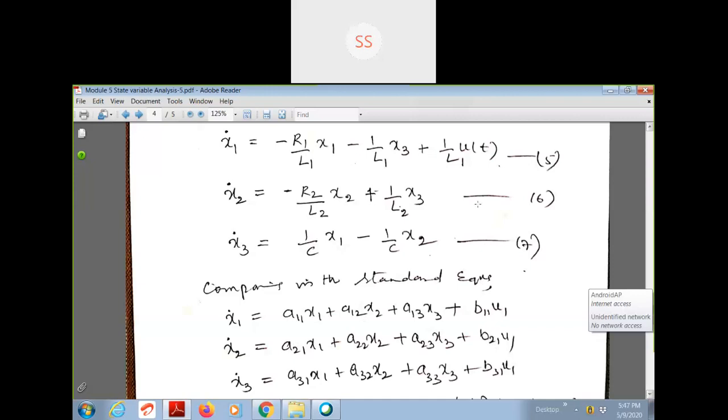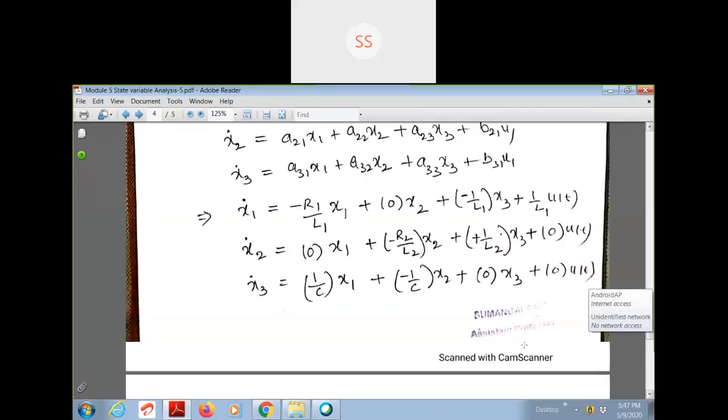Then in the last equation, the 7th equation, both x1 and x2 are there, but x3 is not there. Therefore, we will make a33 as 0. Similarly, u of t is also not there, therefore b31 is also 0. Whichever state variable is not there, its coefficient is 0. By doing so, we will rewrite all our 3 state equations like this.